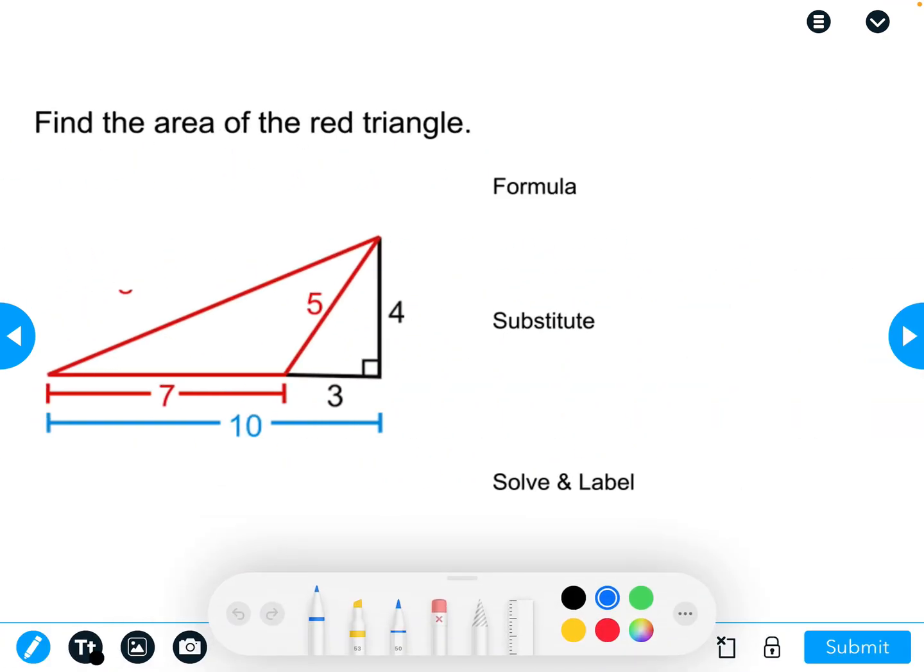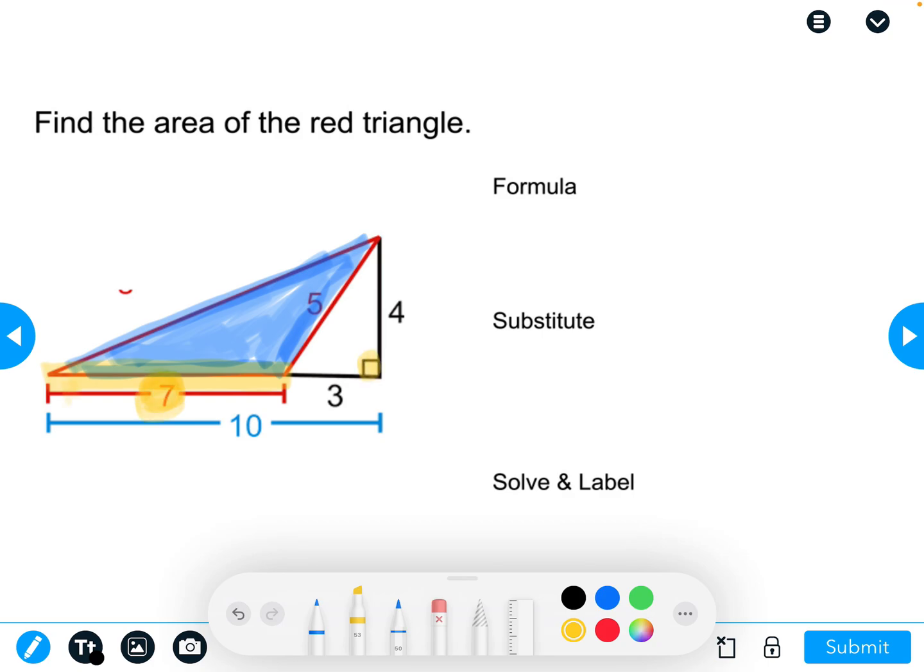All right, one more triangle. This one is the red triangle. Gets a little confusing with all these numbers. So our base is here. It has to be part of the triangle. So it's 7. 10 is not the base of the triangle because the triangle itself is this shape I just colored in with blue. So the base is only the 7.